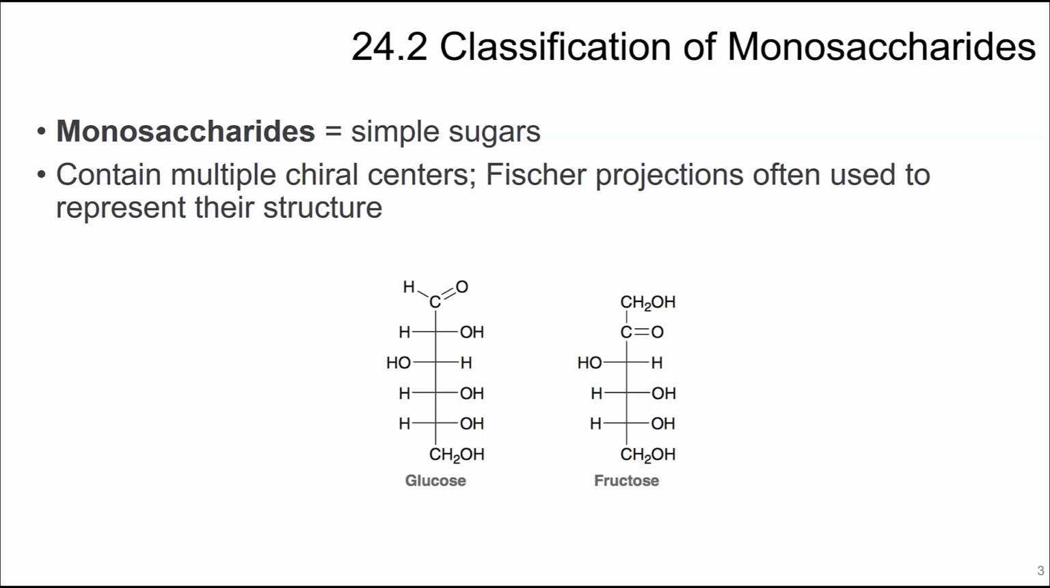These contain multiple chiral centers, and we often use Fischer projections to represent their structure. So instead of drawing a long chain with alcohols here and there, we use these Fischer projections to show their structure. The first one we see here is glucose. The alcohols are on specific sides of the molecule, and we have fructose. The difference between glucose and fructose is the carbonyl functional group. In glucose, we have an aldehyde at the top, and fructose contains a ketone.